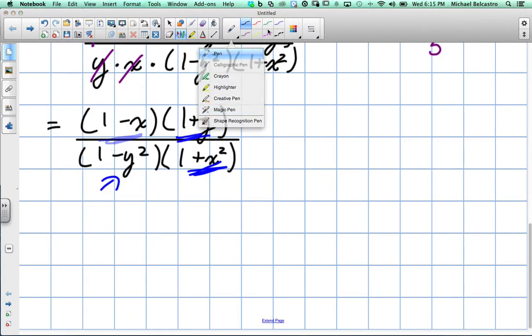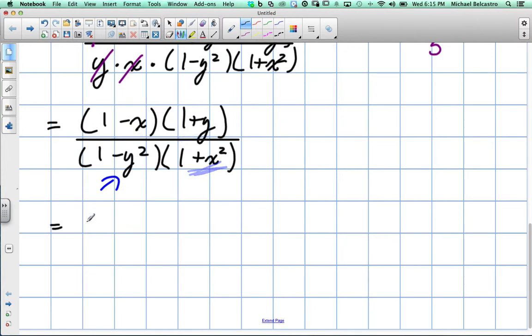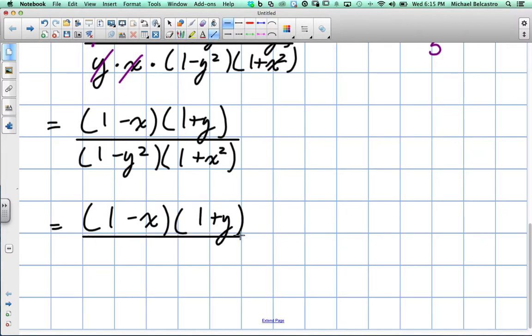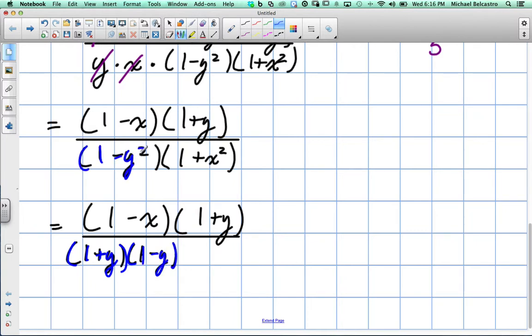And when I factor my difference of squares again, on the bottom, we'll leave the tops off: 1 minus x, 1 plus y, divided by our difference of squares, which ends up being 1 plus y, 1 minus y. And maybe I should write that in blue. This is where we just factored our difference of square from here. Okay, and then we still have the other term that is 1 plus x squared.